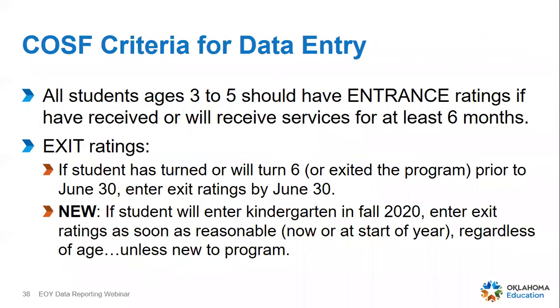Okay. So criteria for data entry. All students aged 3 to 5 should have entrance ratings if they have received or will receive services for at least 6 months. Okay. So at some point, you know, if a student comes in at age 3, probably they're going to be receiving services for a while. So you create their entrance ratings where they are on those 3 outcomes. If they exit the program, if they complete their IEP prior to going into kindergarten, or now when they enter kindergarten, you will enter their exit ratings for the early childhood program. So one thing OSEP changed was by saying 5-year-olds in kindergarten are now part of the school age population, we will no longer enter ECOs up to the age of 6.